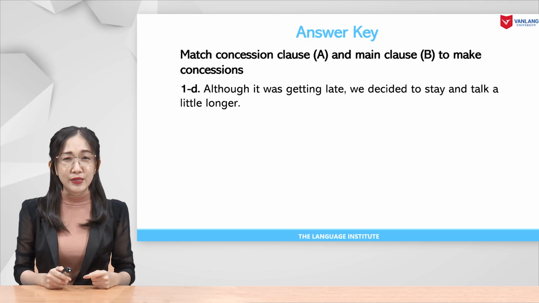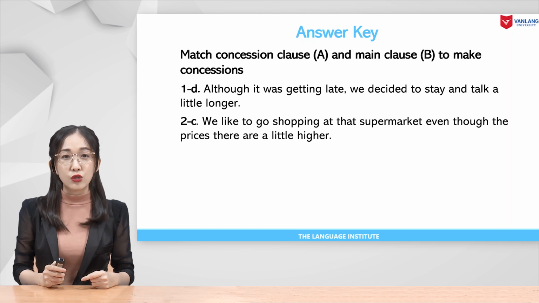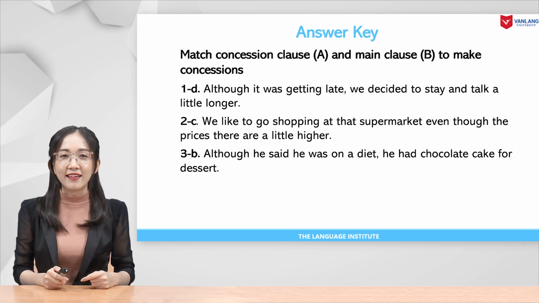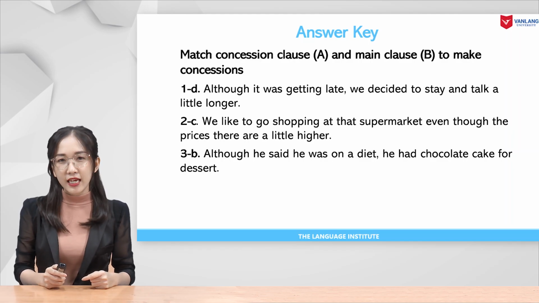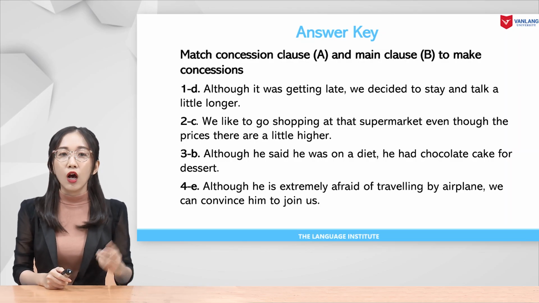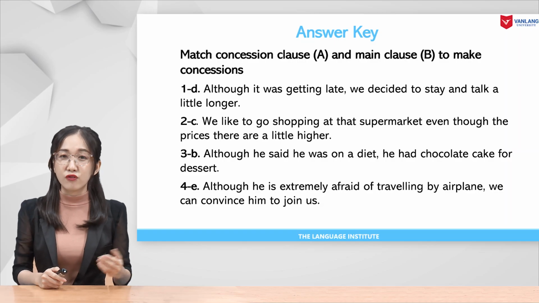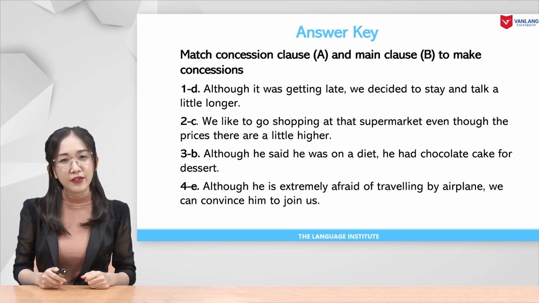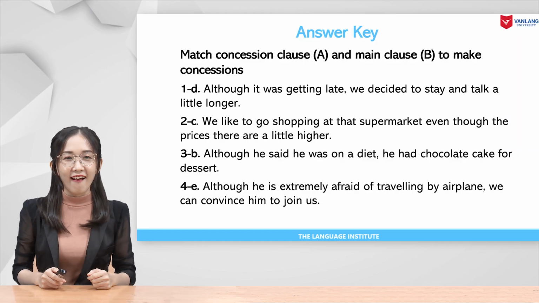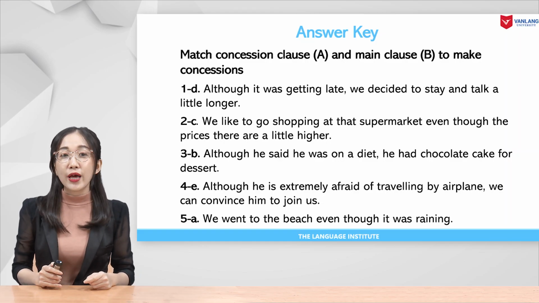1D. Although it was getting late, we decided to stay and talk a little longer. 2C. We like to go shopping at the supermarket even though the prices there are a little higher. 3B. Although he said he was on a diet, he had chocolate cake for dessert. 4E. Although he is extremely afraid of traveling by airplane, we can convince him to join us. And 5A. We went to the beach even though it was raining.